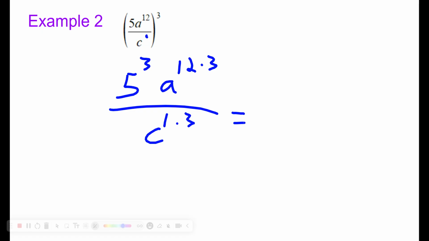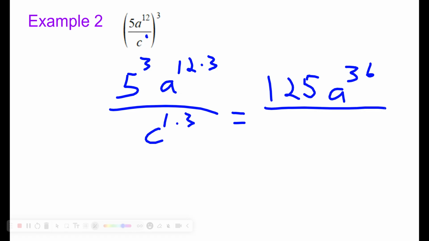Let's see, what's 5 to the 3rd power? 5 times 5 is 25. 25 times 5 is 125, I think. We'll see. a, 12 times 3 is 36. And c, 1 times 3 is the 3rd.